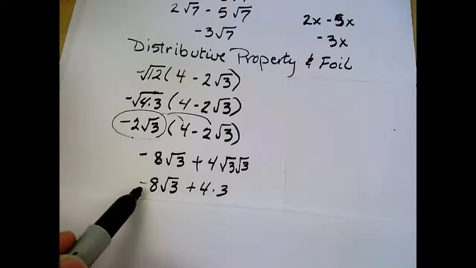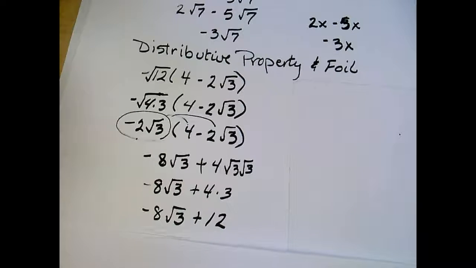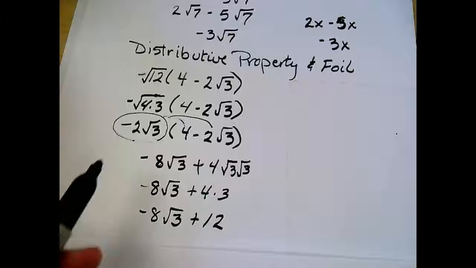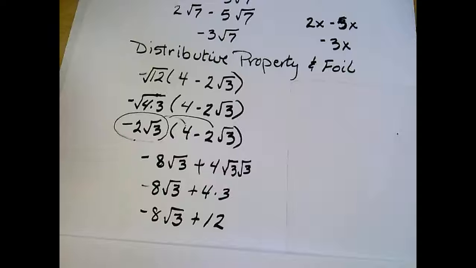So that gives me negative 8 square roots of 3 plus 4 times 3, which is 12. Those are not like terms. I can't simplify any further, and I just end up with negative 8 square roots of 3 plus 12.